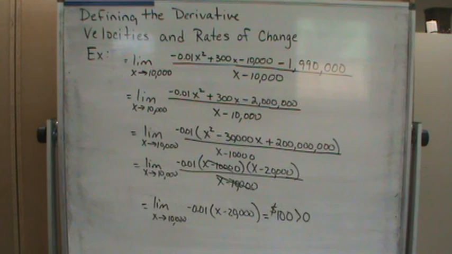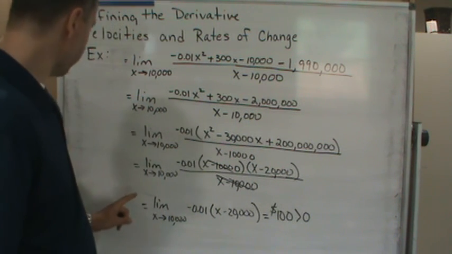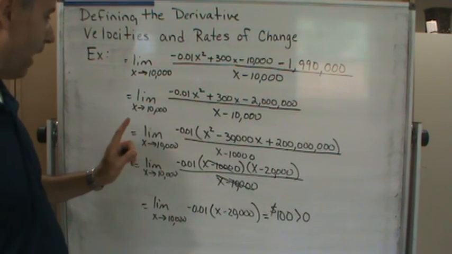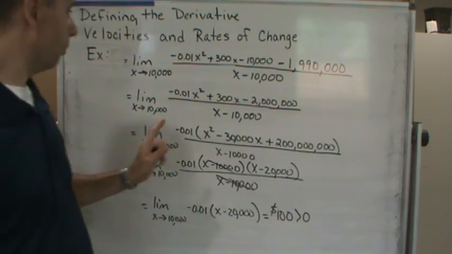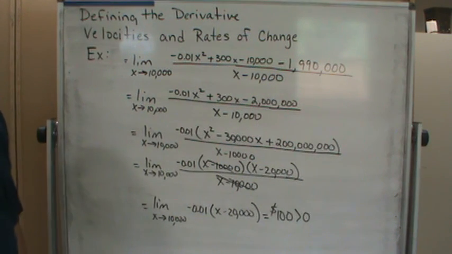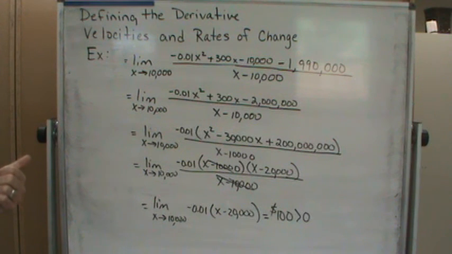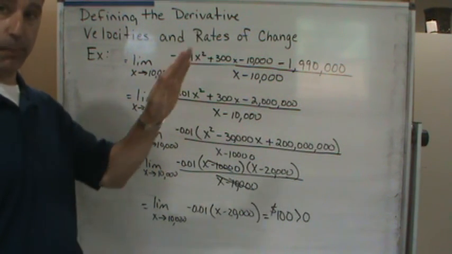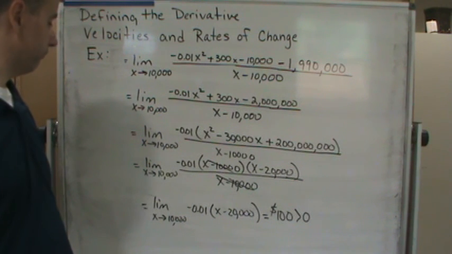Okay, and by the way, P of 10,000, which was right here, is also positive. Since the profit is positive and the rate of change is positive, then that would indicate that the company should increase production. Okay, meaning they should make more of these because they're still on the upward swing. Okay, that's it.